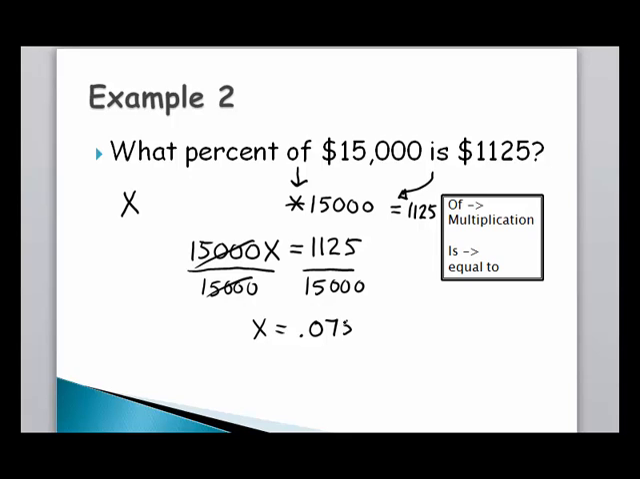And we do want to write that final answer as a percentage. And so remember that in order to change a decimal to a percent, you'll move your decimal place 2 places to the right. And so our final answer will be 7.5%.